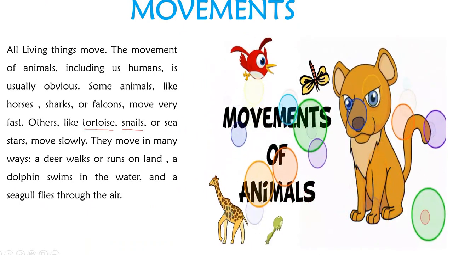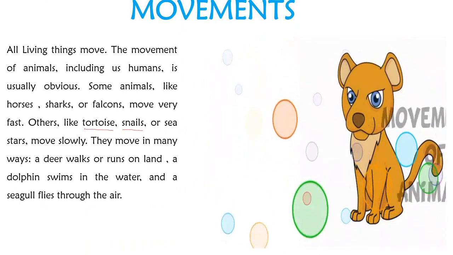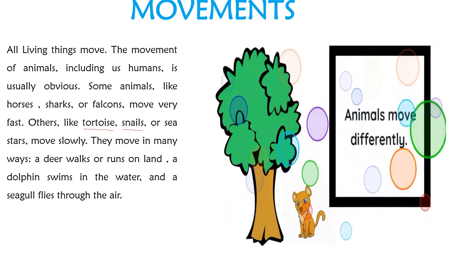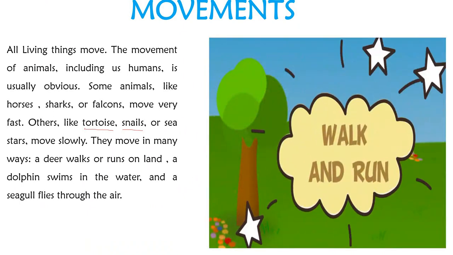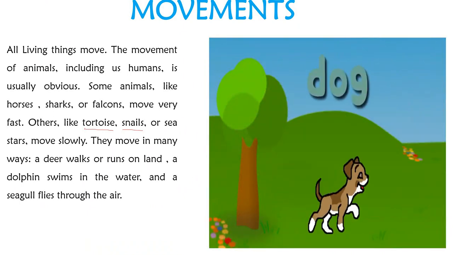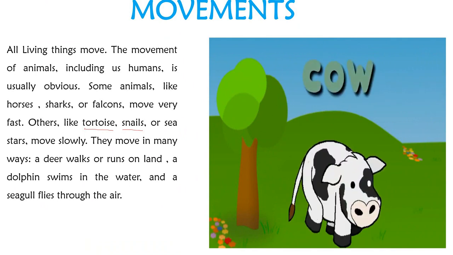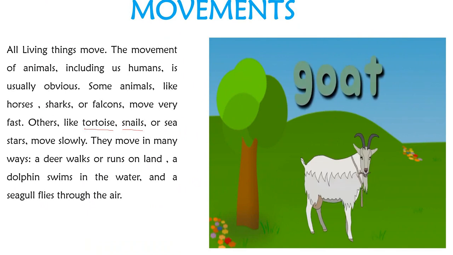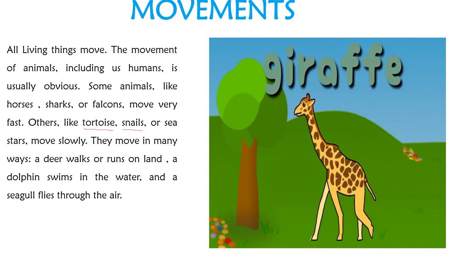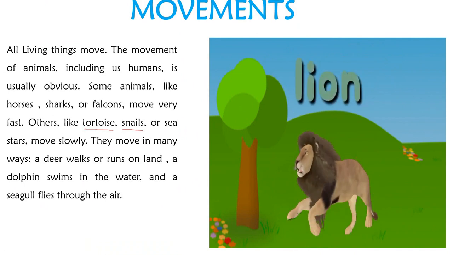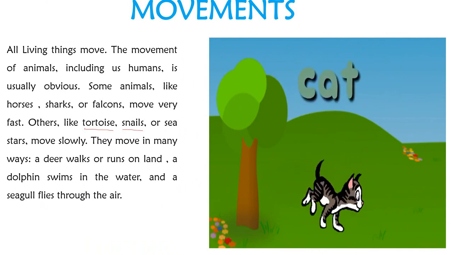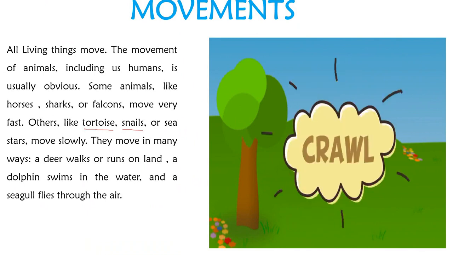A deer walks or runs on land. Animals move differently. Some animals walk and run. See the dog, it is running. A deer walks. Cow walks. Goat walks or runs. Giraffe. Oh, lion running. Lion, cat, running.